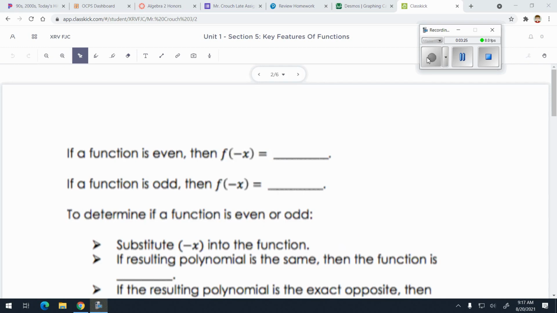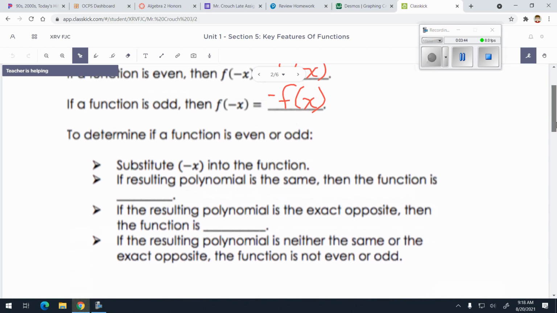All right, a function is even if f of negative x comes out as f of x. I'll explain what that means in a second. It's odd if it comes out as negative f of x.